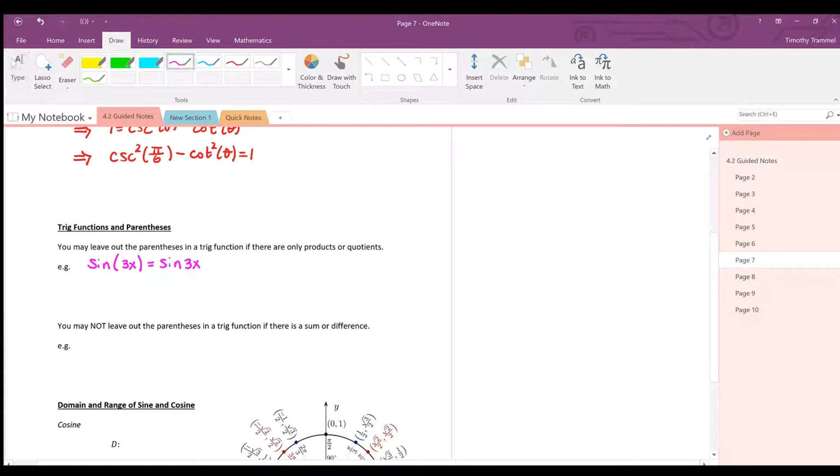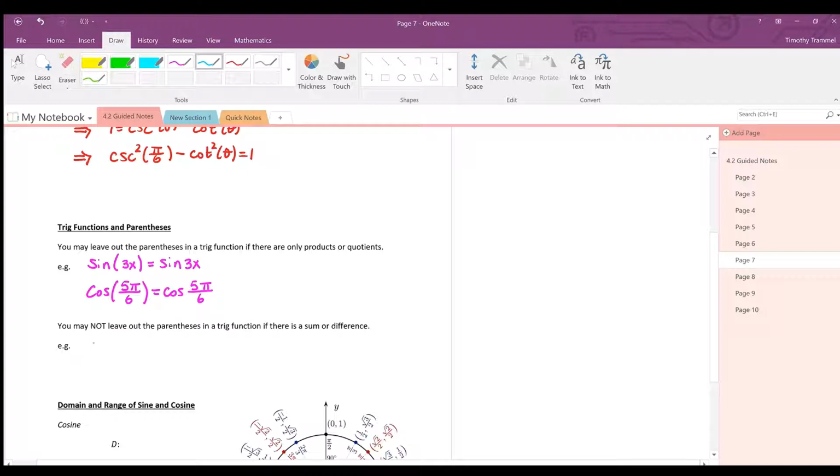So let's see here. Another thing I said was quotients. So you could have something like cosine of, how about 5 pi over 6? You can write that without parentheses. It's as soon as you have any addition or subtraction that we need to write these parentheses in here.